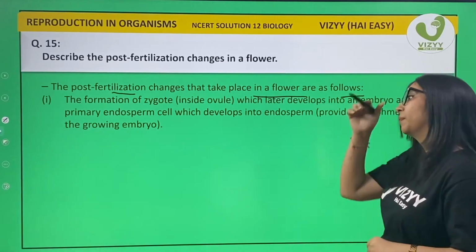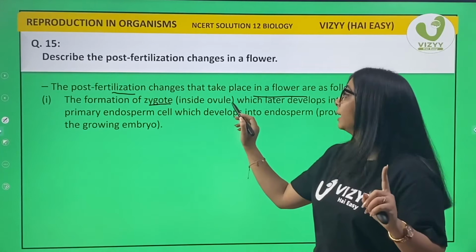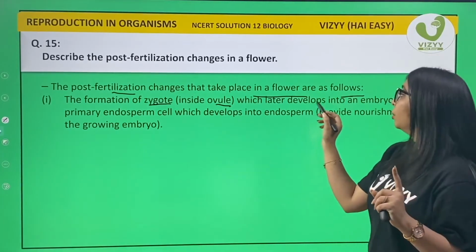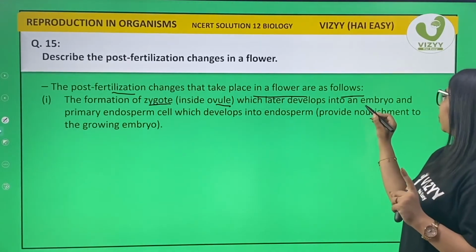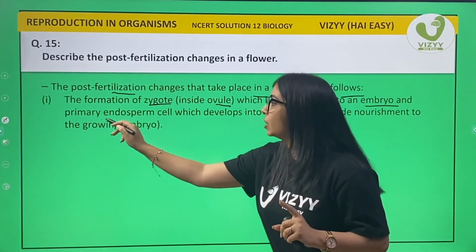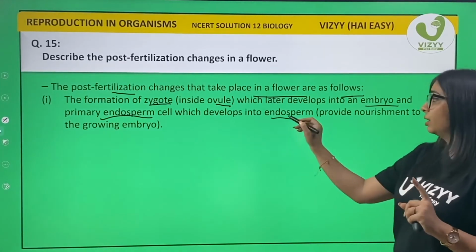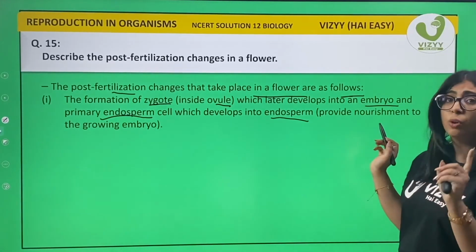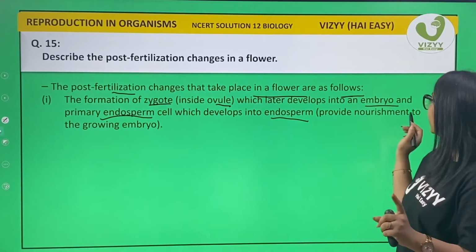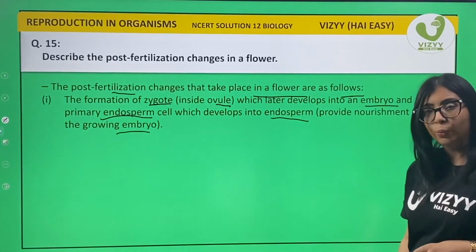First change, the formation of zygote, which occurs where? Inside an ovule. Later develops into an embryo. And primary endosperm cell, which develops into an endosperm. Now this endosperm is doing what? Provides nourishment to the growing embryo.